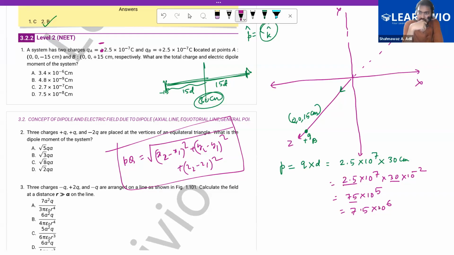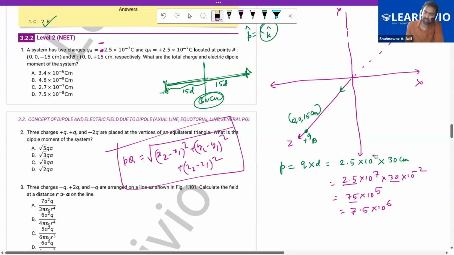Where did we miss the point? This should be 7.5 into 10 to the power 6, so why is there a minus? Oh, there is this minus. Sorry, it's minus 7. That is why we were confused. So this is minus 7, this is minus 7, so this would become minus 9, then this would become minus 8. So then this is correct.